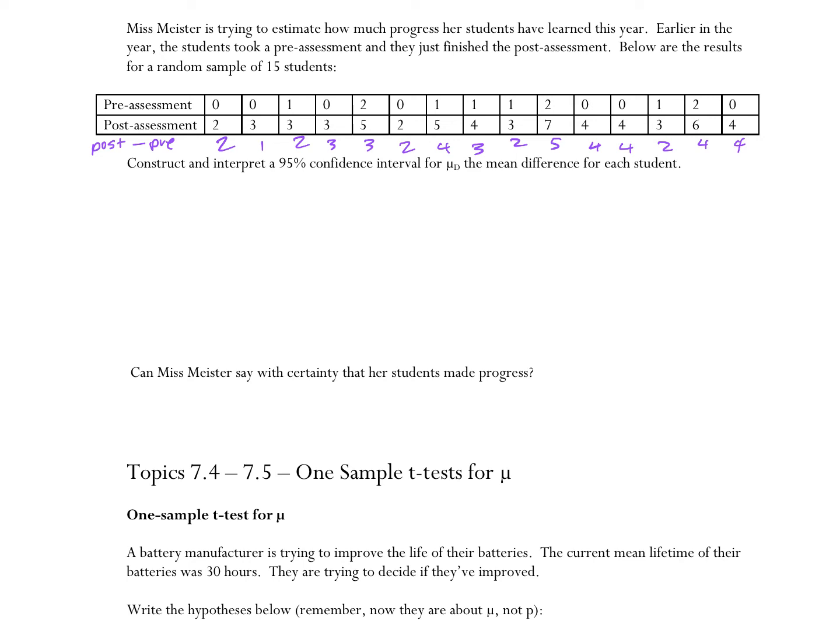And what do you notice about all of these numbers? They're all positive, which suggests that every student improved at least a little bit. Some a lot, some a little. Why for the second one did you get 1? I didn't get one, you got one. I got 3.